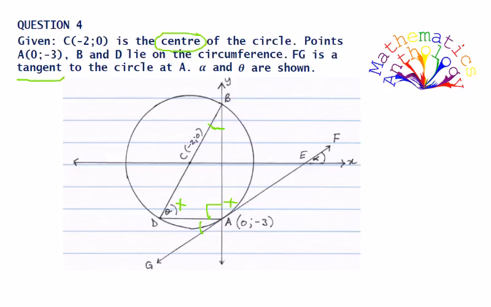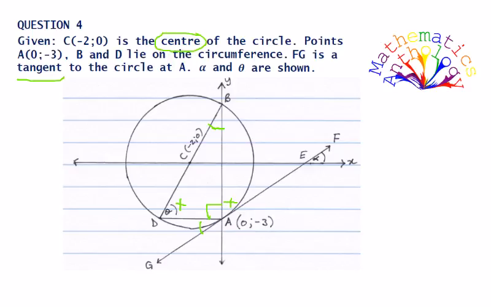So C is the center of the circle. When we're given a center, we look for radii or we look for diameter. In this case, we do have a diameter there, BD. So we know that a diameter subtends 90 degrees at the circumference, which is why I have marked angle DAB as 90 degrees there. It is also called the angle in a semicircle.